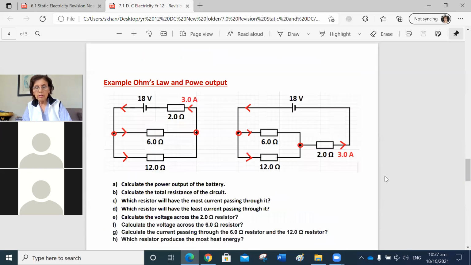So this is the basics of DC electricity. You will be given the question in this format, and you will be asked some of these questions which I have listed here. Basically, this is the summary of what you could be asked in the static and DC topic.